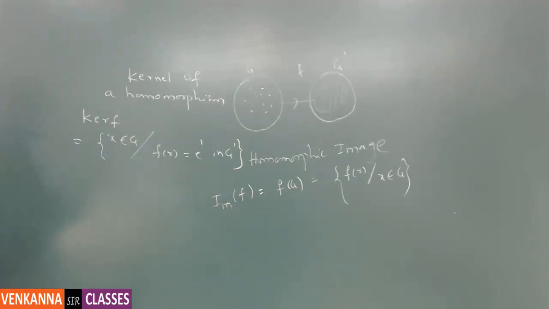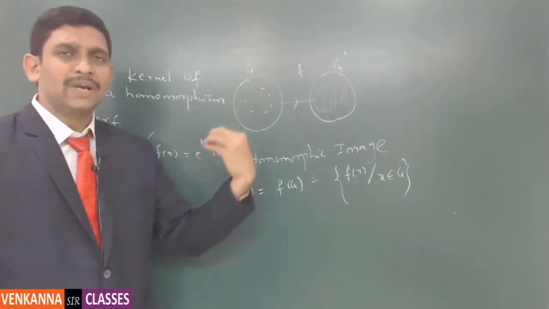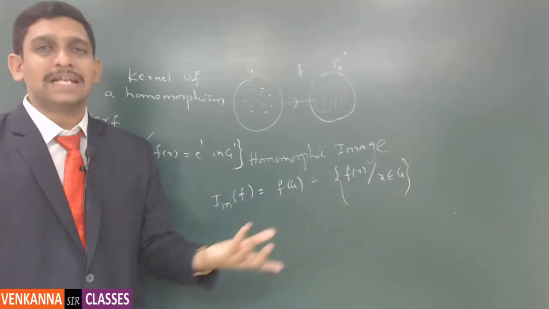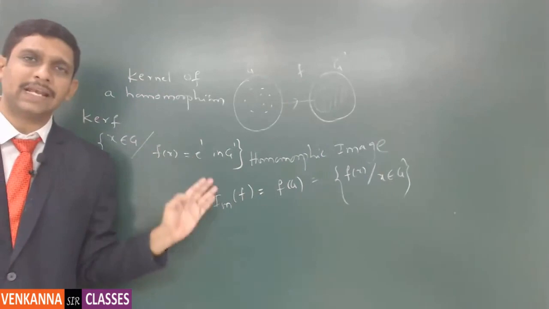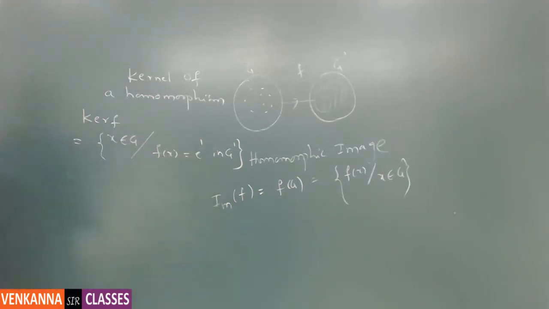So how is it defined? In the domain, you are picking the elements for which the image is the identity. Those elements are exclusively written separately as a set. We are calling it the kernel of the homomorphism. Fine. So once you have written them, then let us start with some problems which will be interesting for you. After noting, please let me know.